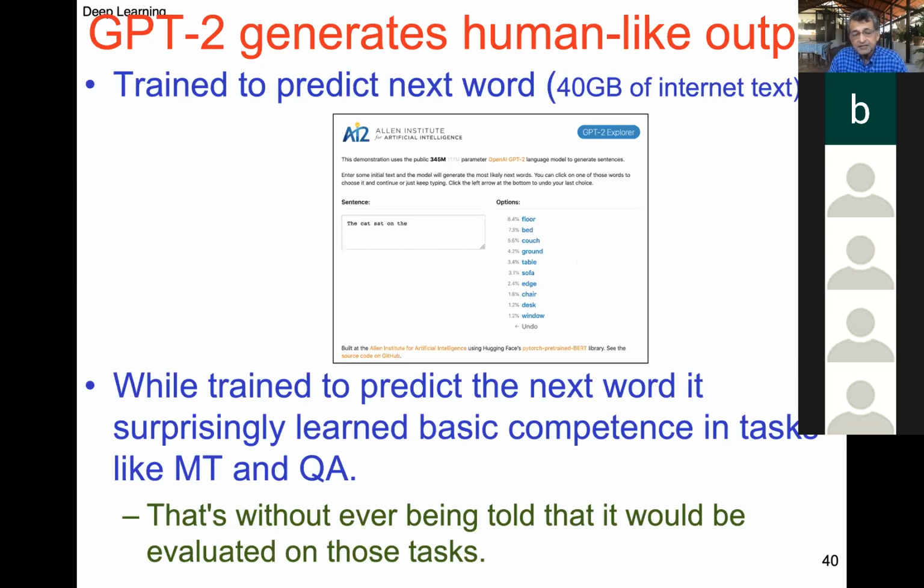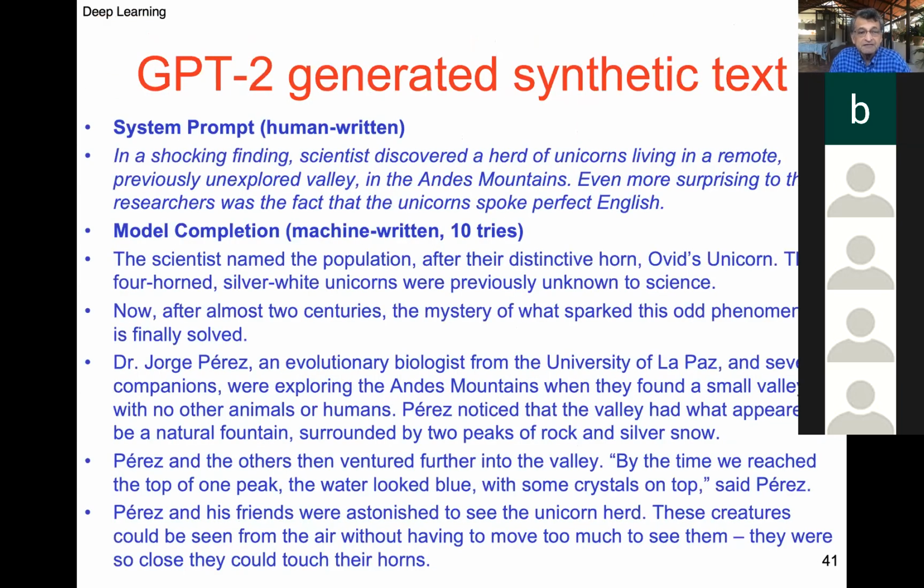Surprisingly, it learned basic competence in tasks like machine translation and question answering, even without ever being told. And it was interesting that when OpenAI released this GPT-2, they said, this is too good. Too good in the sense it can generate text that is totally believable and not even done by any human being. It's kind of dangerous to have text that is generatable which is better than human beings. And the next one gives you this example, which I mentioned once in class. So you have a system prompt, which is human written. The system prompt was some kind of nonsensical writing.